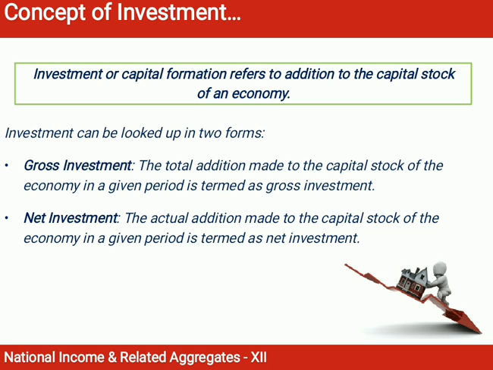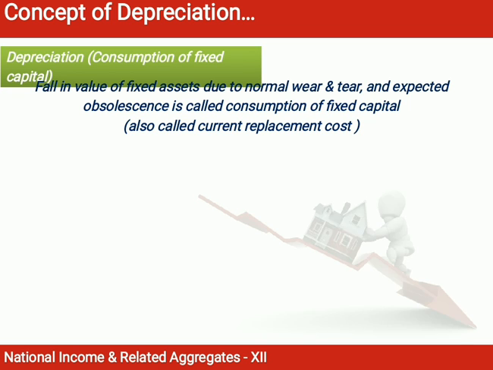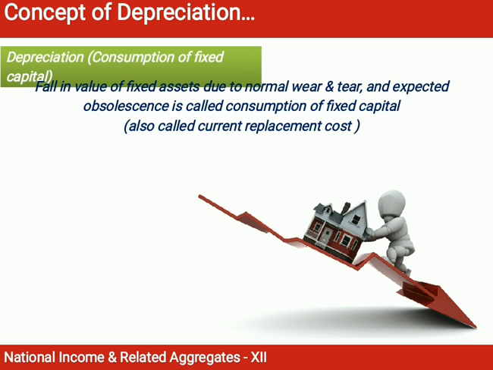The next topic is the meaning of depreciation. What is the meaning of depreciation in economics? Depreciation refers to the fall in the value of fixed assets due to normal wear and tear, passage of time, or expected obsolescence. Expected obsolescence means change in technology. This concept of depreciation is very important to differentiate between the gross value and the net value.